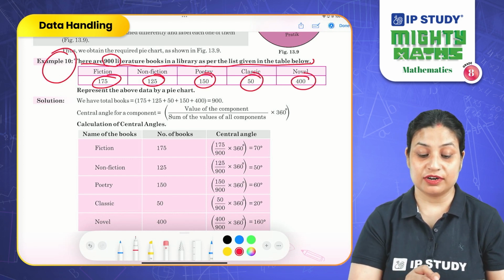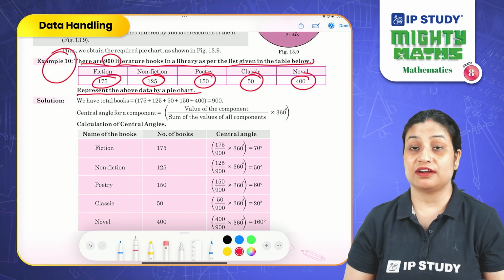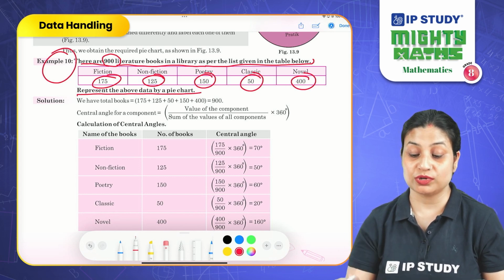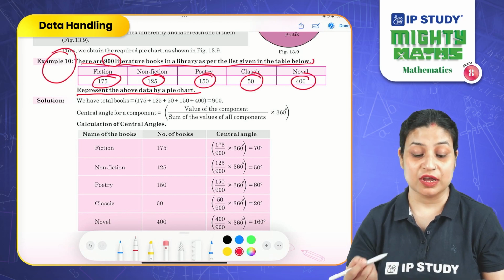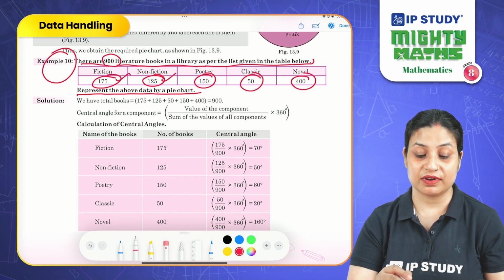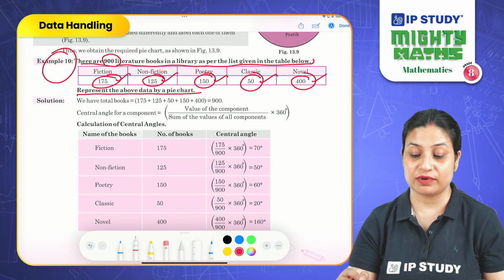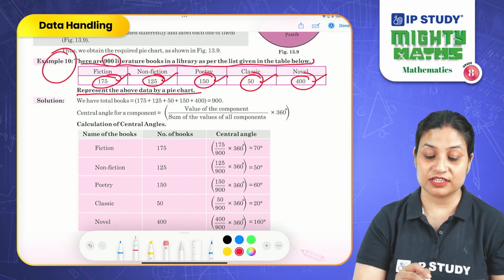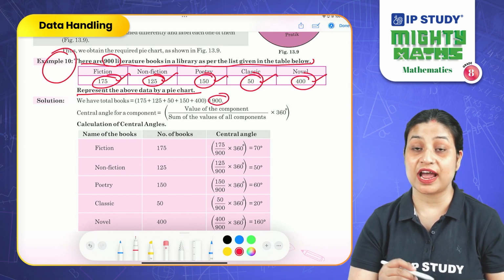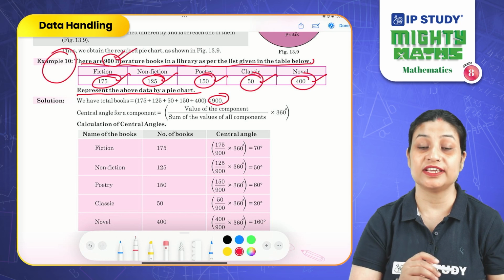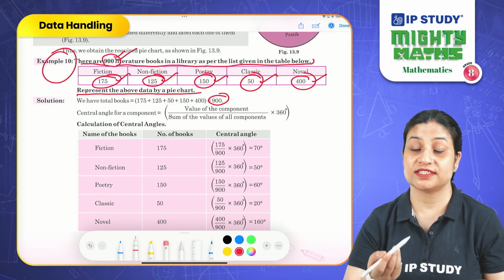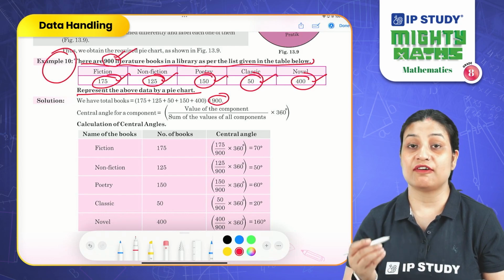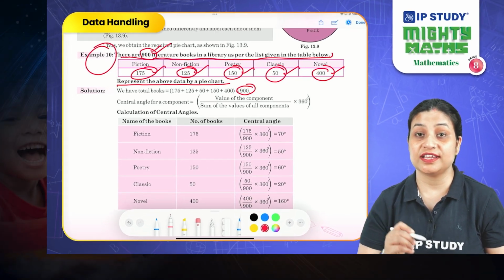So in order to represent this data on a pie chart, first of all, we have to find out the total component, the sum of all components. So here we have 175, 125, 150, 50 and 400. If you add all these books, you will get the total component and it is also given to us already. That is 900. Okay, the sum of all the components is equal to 900. Now we have to find out the central angle for each and every component.